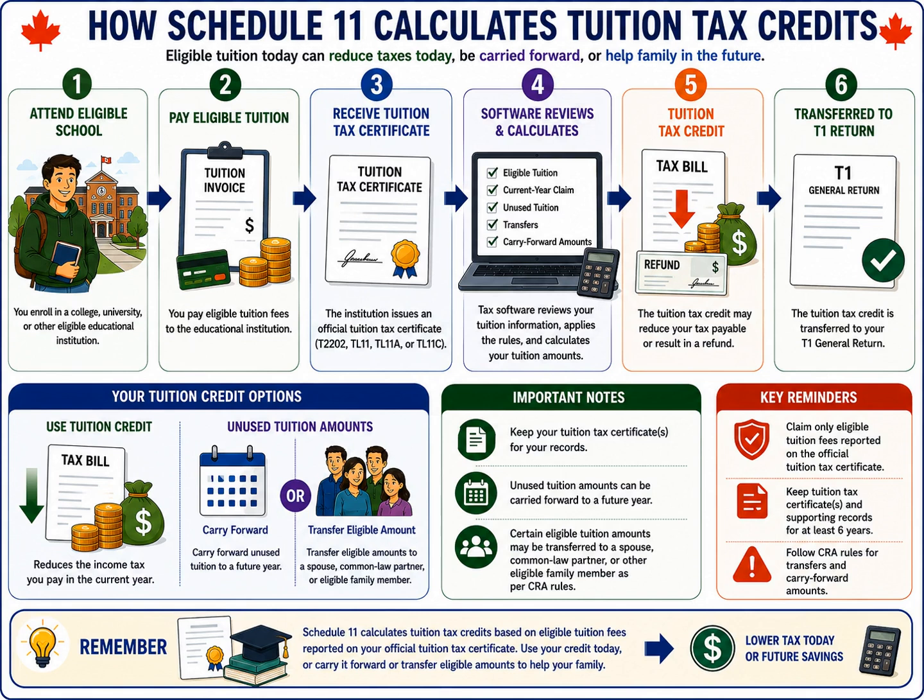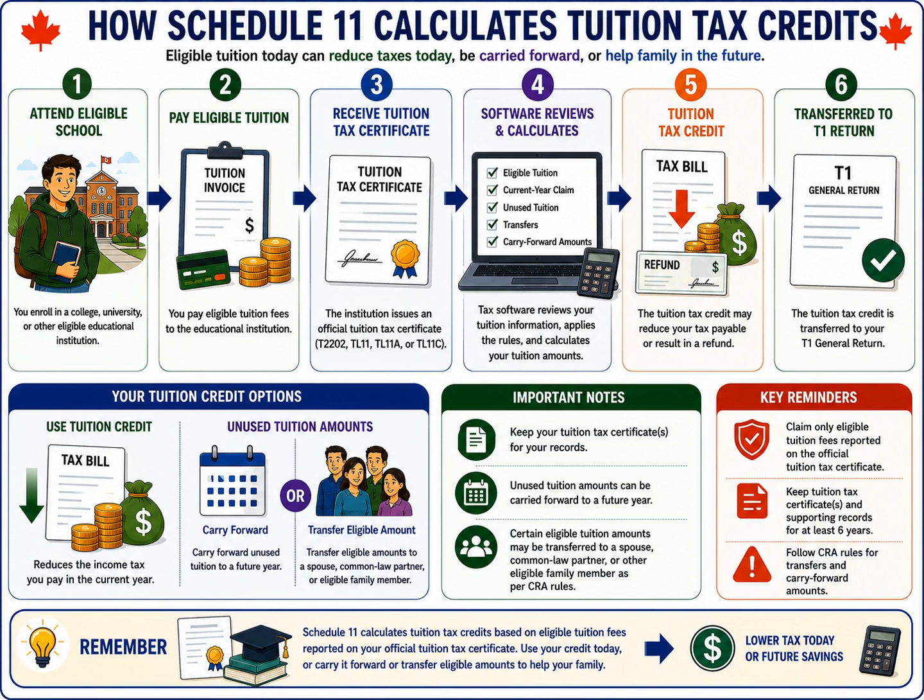If the entire credit cannot be used this year, eligible unused tuition amounts may be carried forward to a future tax year. In certain situations, part of the eligible tuition amount may also be transferred to an eligible family member according to the CRA's rules.